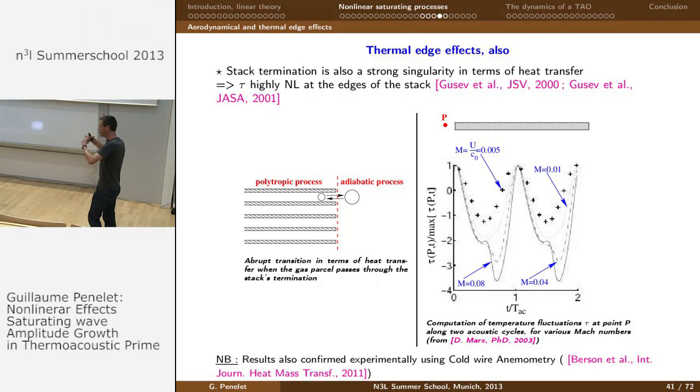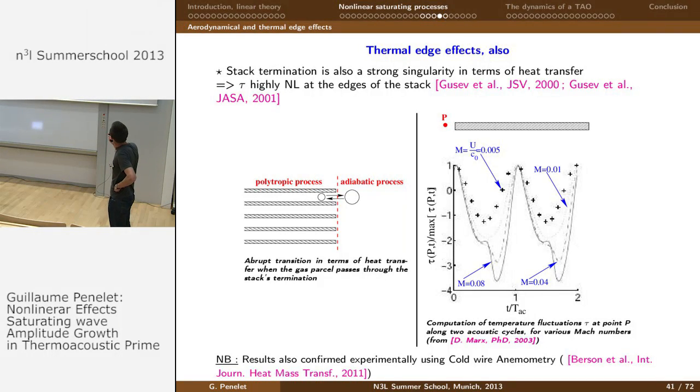And this abrupt change in terms of heat transfer will generate high nonlinearity in the temperature fluctuation, even if the pressure fluctuations are harmonic. This has been shown by Vitaly Gusev in the case of a simplified modeling for an inviscid fluid, and has also been confirmed from DNS by David Marks.